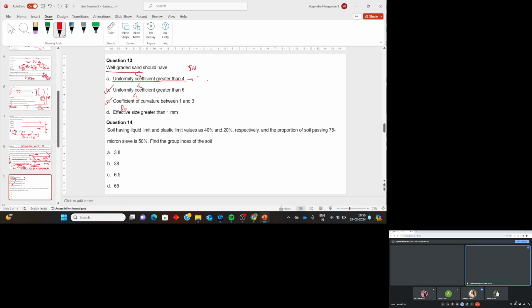So that is extra information. So as far as this question is concerned, we are concentrating on sand. So Cu should be greater than 4, Cc should be between 1 and 3. And for gravel, if you replace this sand with gravel, A and C are the right options. So please note that also. So I hope it is clear now. Let us move to the next question.